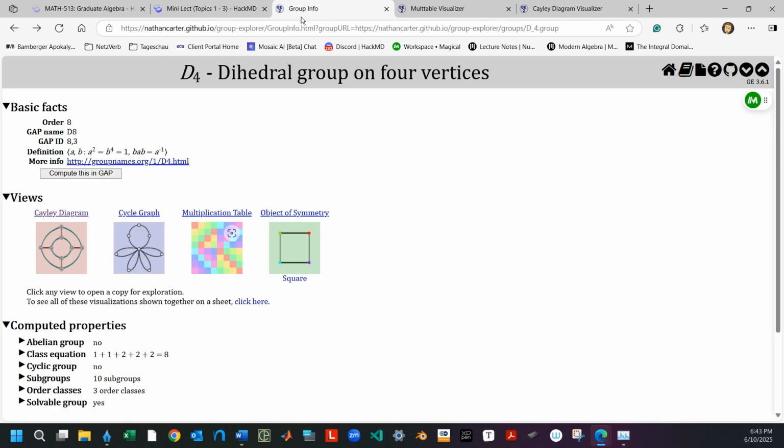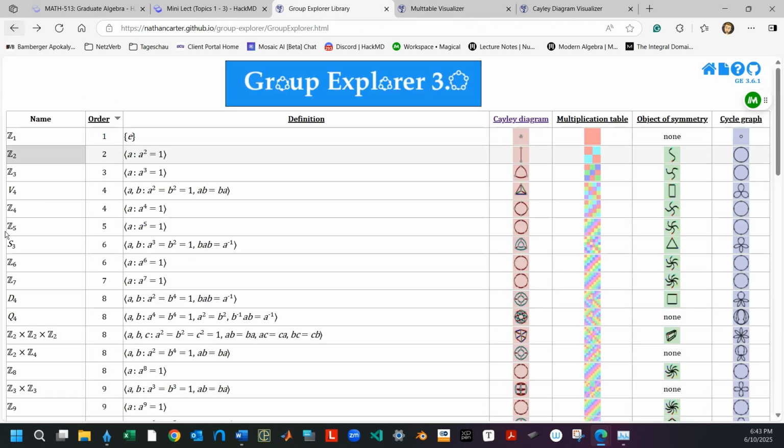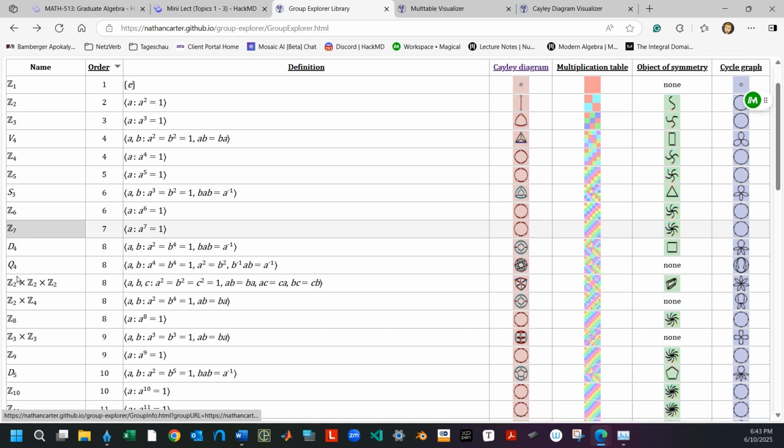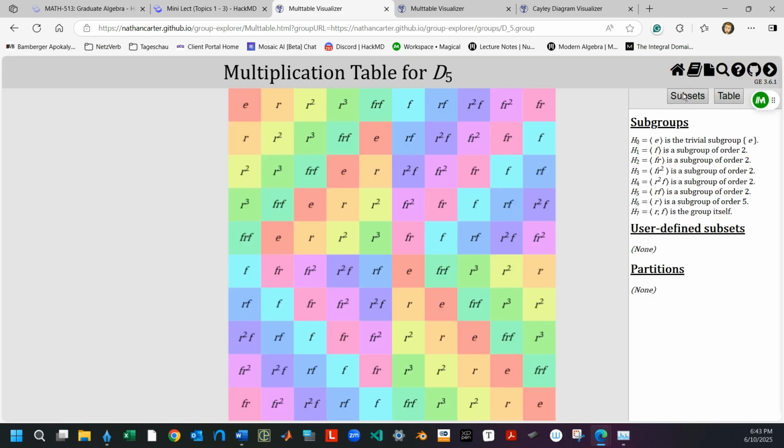But this is a really useful site. This will definitely come up in some of your exams and stuff. If I want to know all the subgroups of D5, I can come here and just click on one of these things and look at the subsets. And the subsets will tell me all the different subgroups. It'll even tell me the orders, right? And so this will be really helpful at various points in the class. So this is a good tool to get used to using.